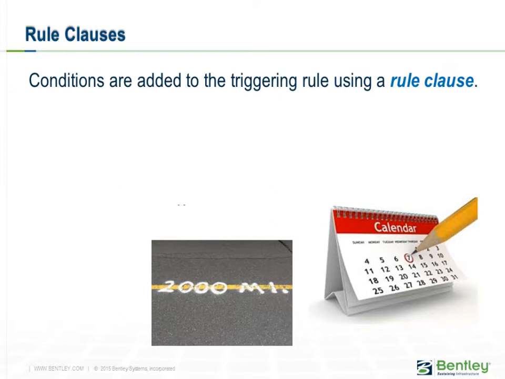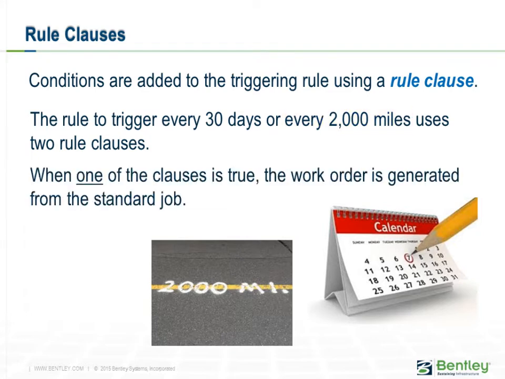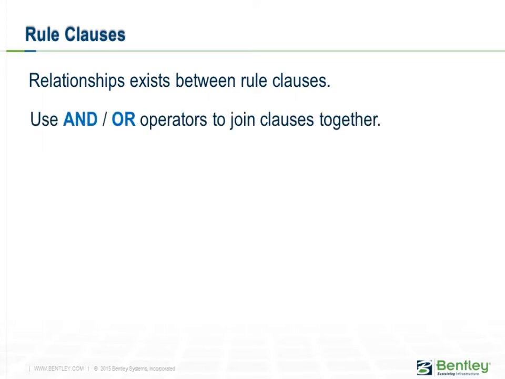You add the conditions to the triggering rule using a rule clause. A rule to trigger every 30 days or every 2,000 miles uses two rule clauses, every 30 days or every 2,000 miles. When one of the clauses is true, the work order is generated from the standard job. You must indicate the relationship between the rule clauses on the triggering rule. You can join several clauses together using the AND or the OR operator.